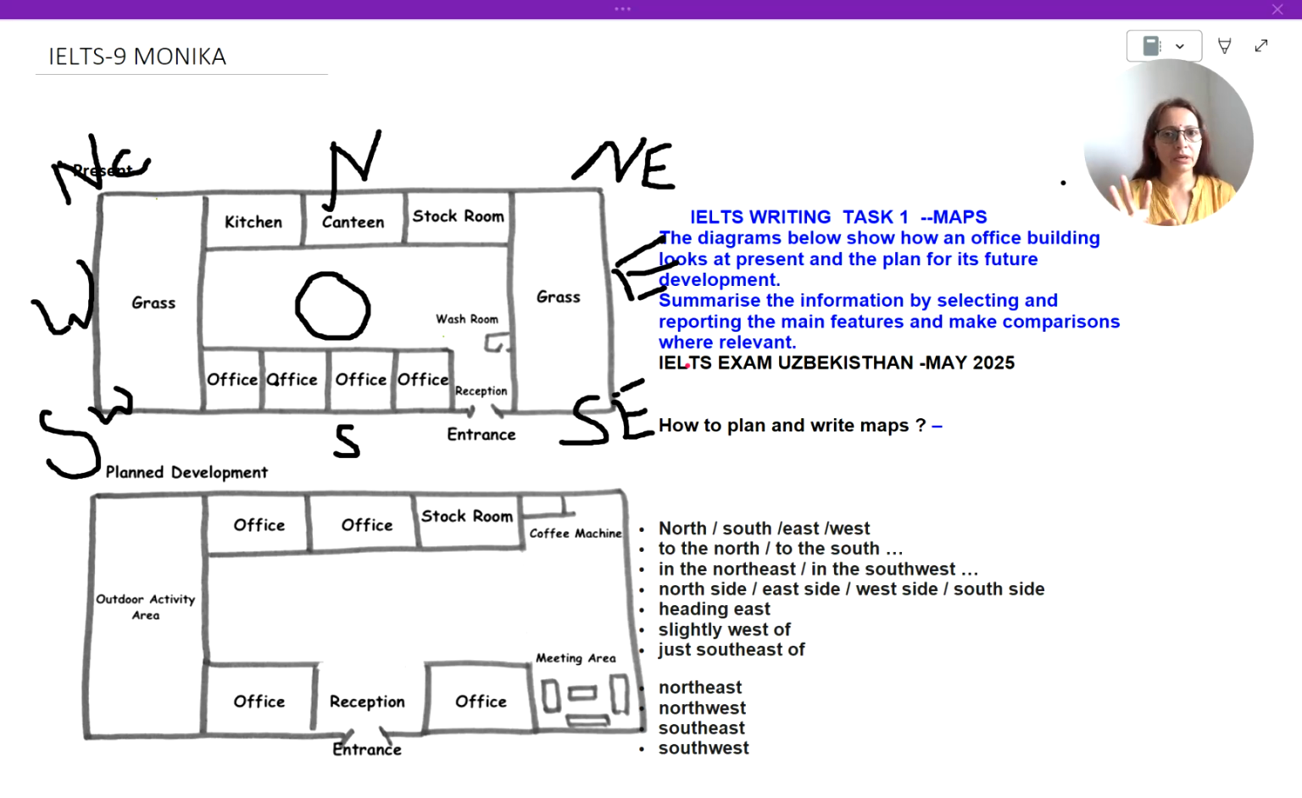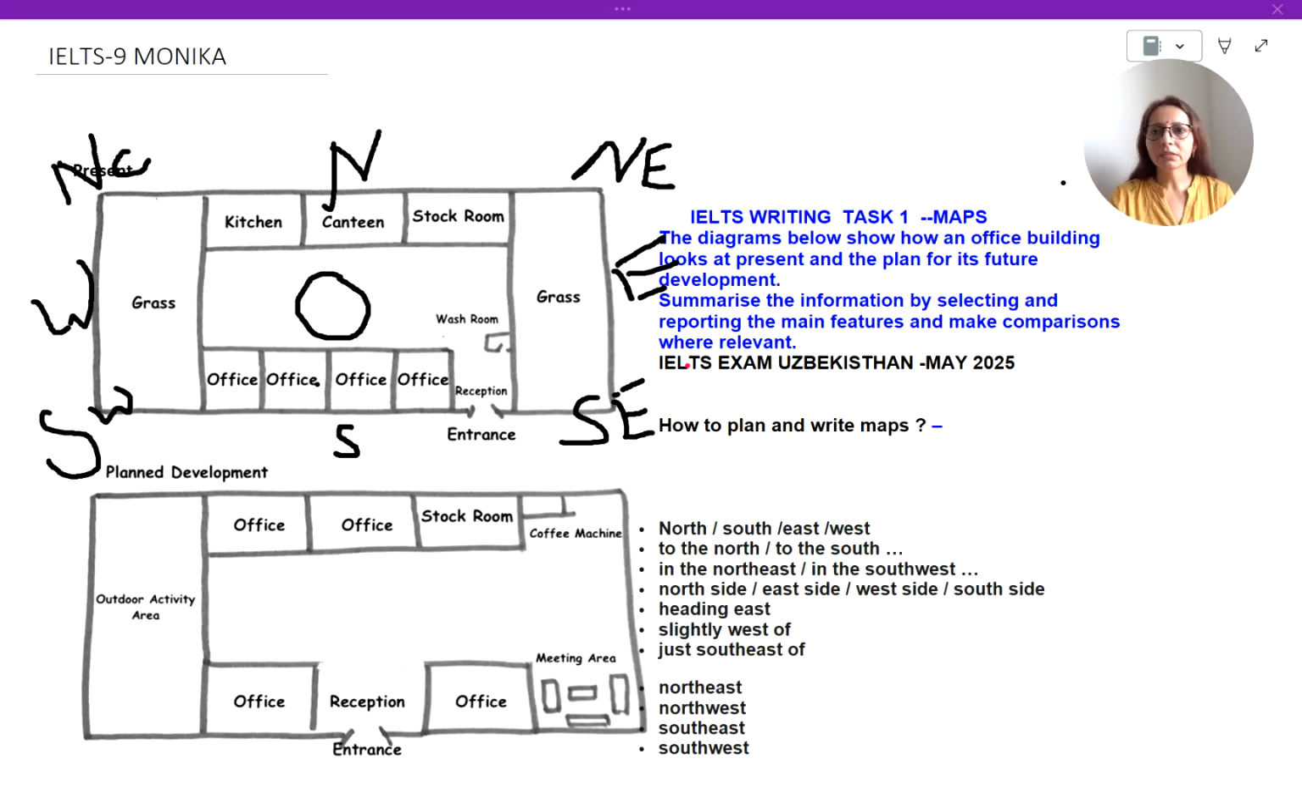So now I have read this map. Towards the west and eastern side, there are two grasslands I can see, and in the center or towards the east, there is one washroom, and towards the southeast, reception and entrance is there. Now in future, what they have changed, what they have transformed, what they have renovated, what they have altered, what they have removed from the map. So these are vocabulary words relating to maps.